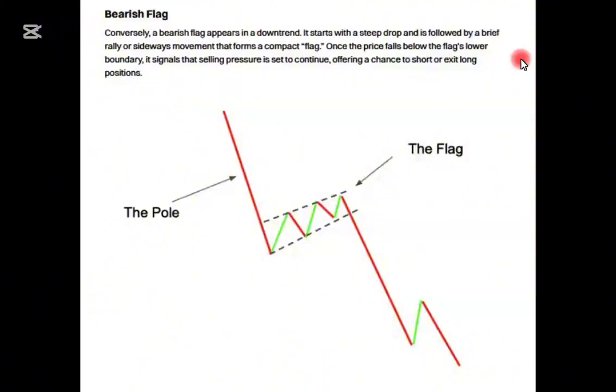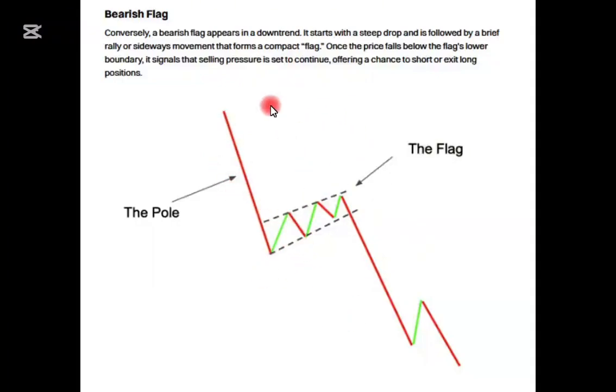Bearish flag pattern. So this is the bearish flag pattern. Conversely, a bearish flag appears in a downtrend. It starts with a steep drop and is followed by a brief rally or sideways movement that forms a compact flag. Okay, so once the price falls below the flag's lower boundary, it signals that selling pressure is set to continue, all right, offering a chance to short or exit long positions. So what do we mean by short and long positions? All right, so the long position is the buy and the short position is the selling position.